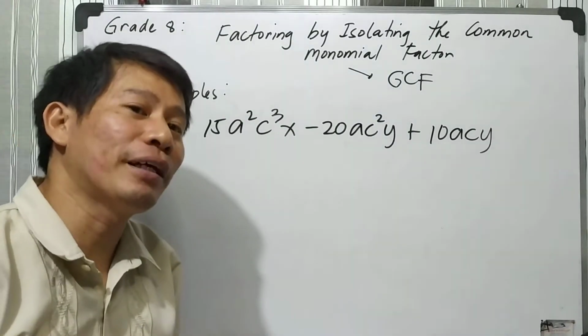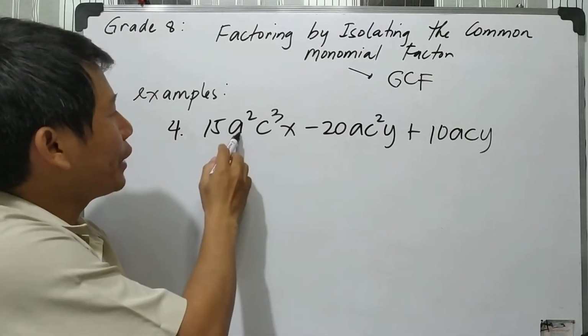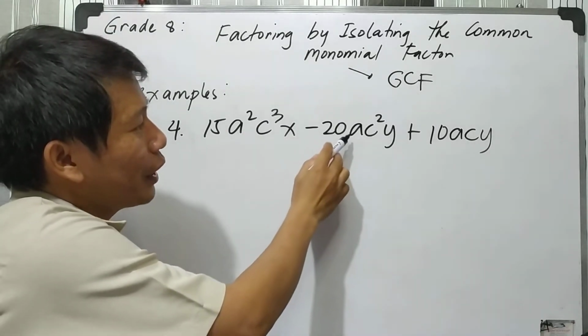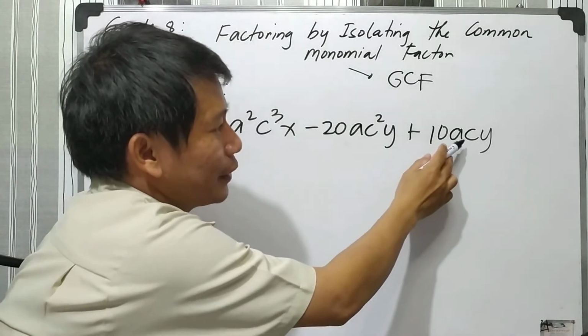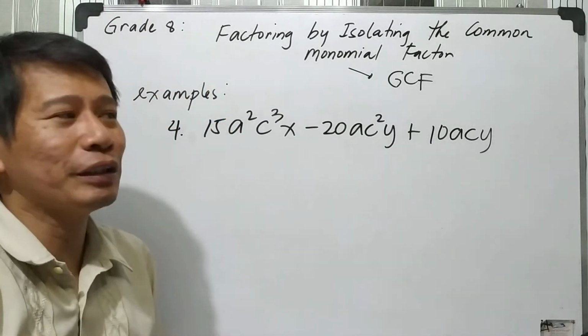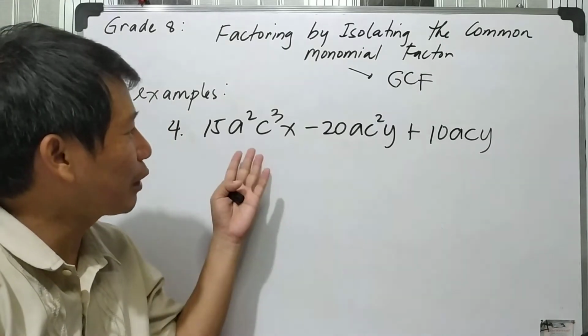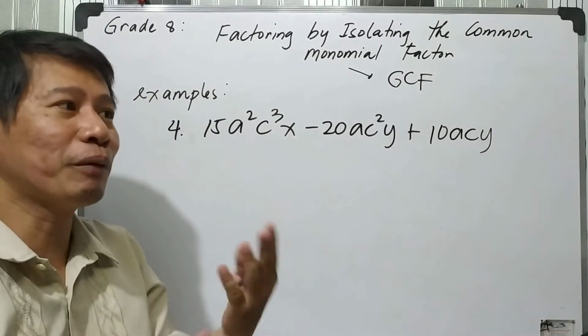Okay. So, now, let us consider this example. We have here 15a squared c cubed x minus 20ac squared y plus 10acy. Mapapansin nyo, this is an example of trinomials. Bakit? Kasi meron tayong tatlong terms. So, 1, 2, 3.